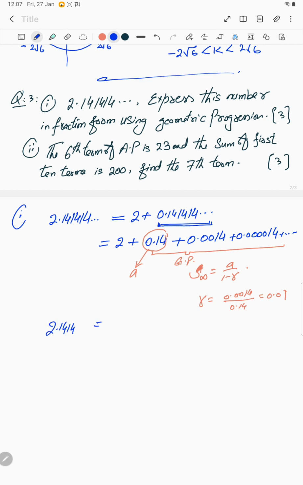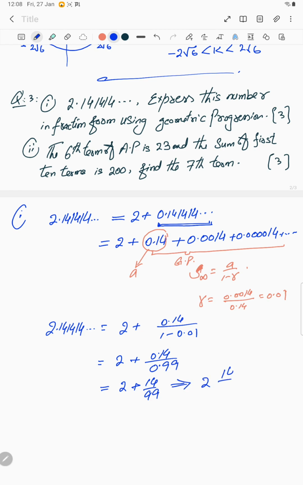So by applying here, 2.141414 is equal to 2 plus a, which is 0.14, divided by 1 minus 0.01, so 2 plus 0.14 divided by 0.99. You can finally rewrite it as 2 plus 14 by 99, and this is the answer. That's what you have to do, express the number in fraction form.